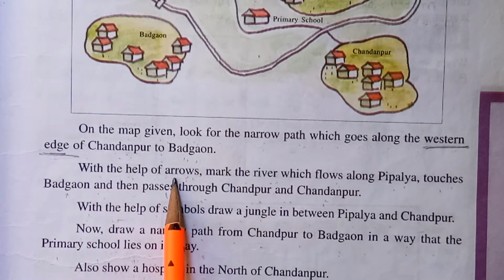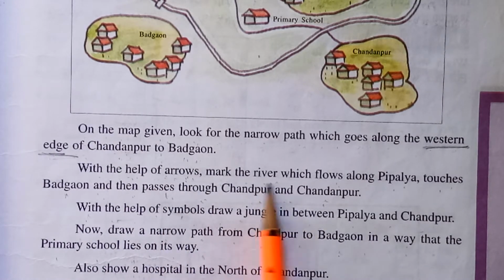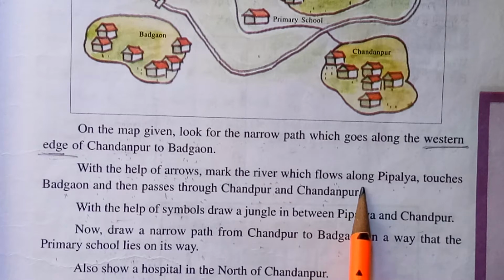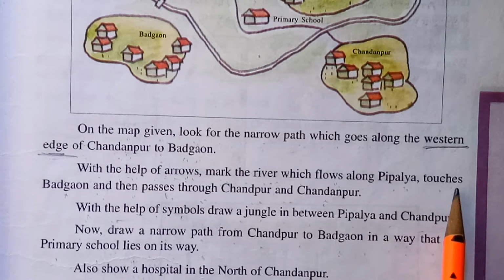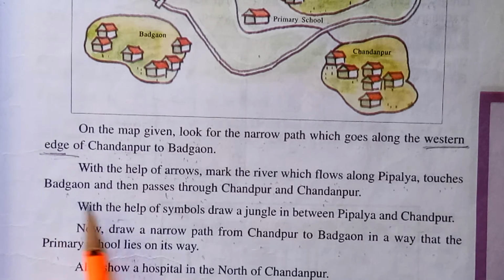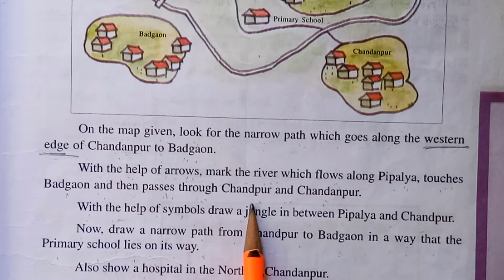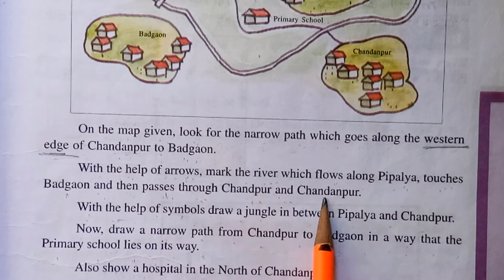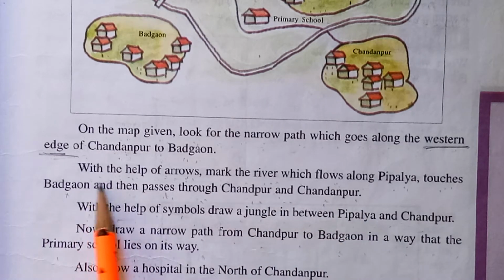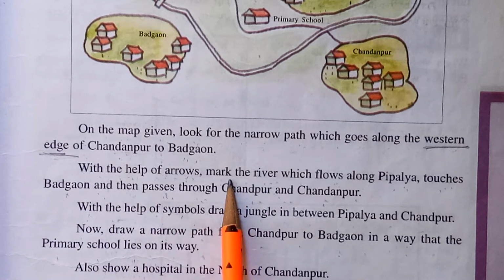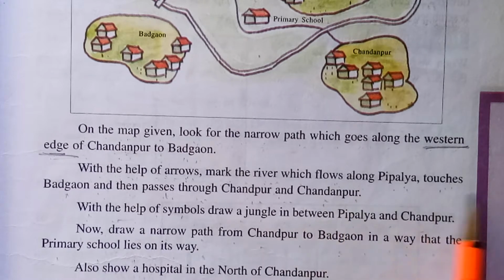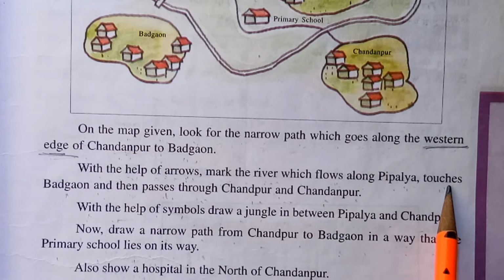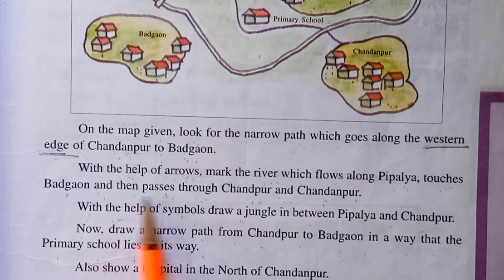With the help of arrows, mark the river which flows along Pipalya, touches Badgaon and then passes through Chandanpur and Chandpur.